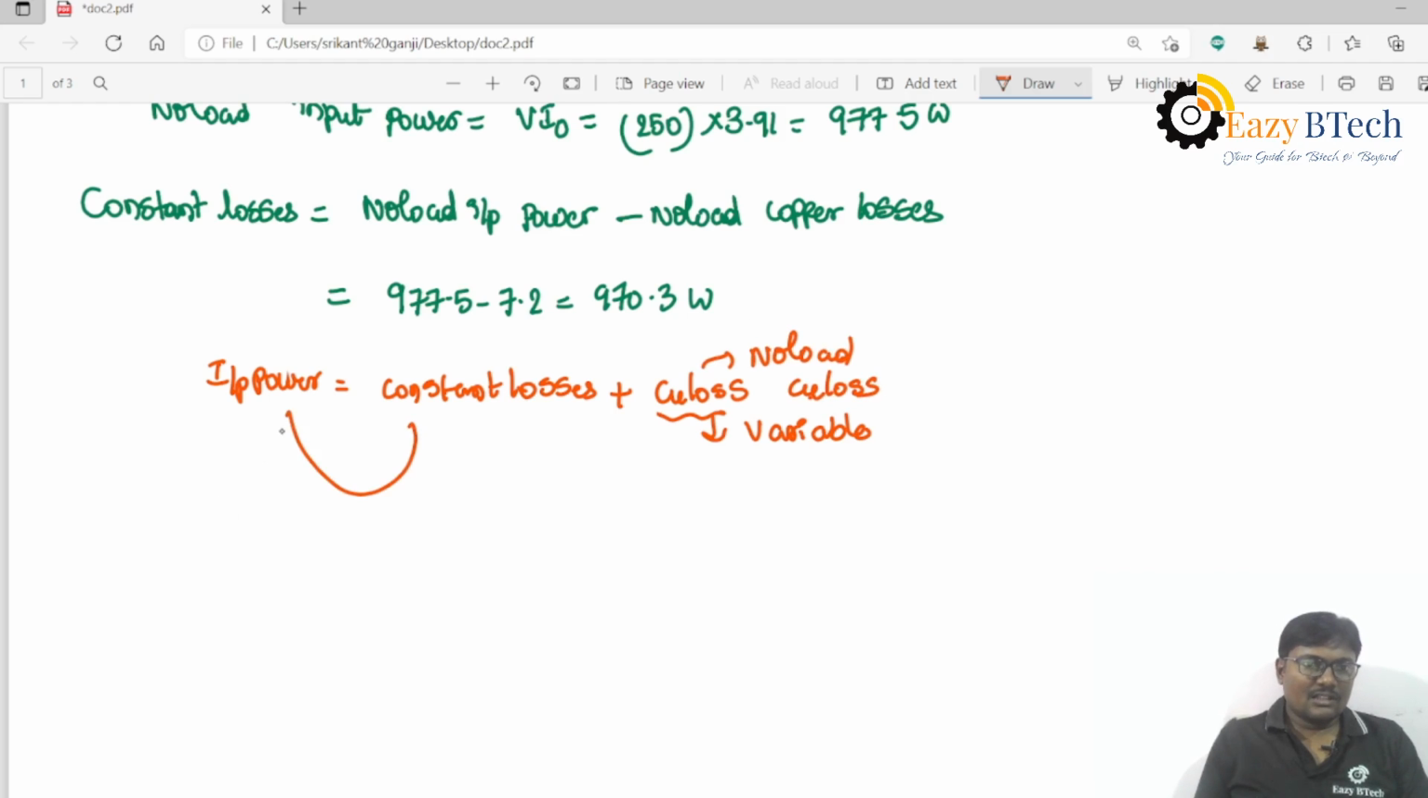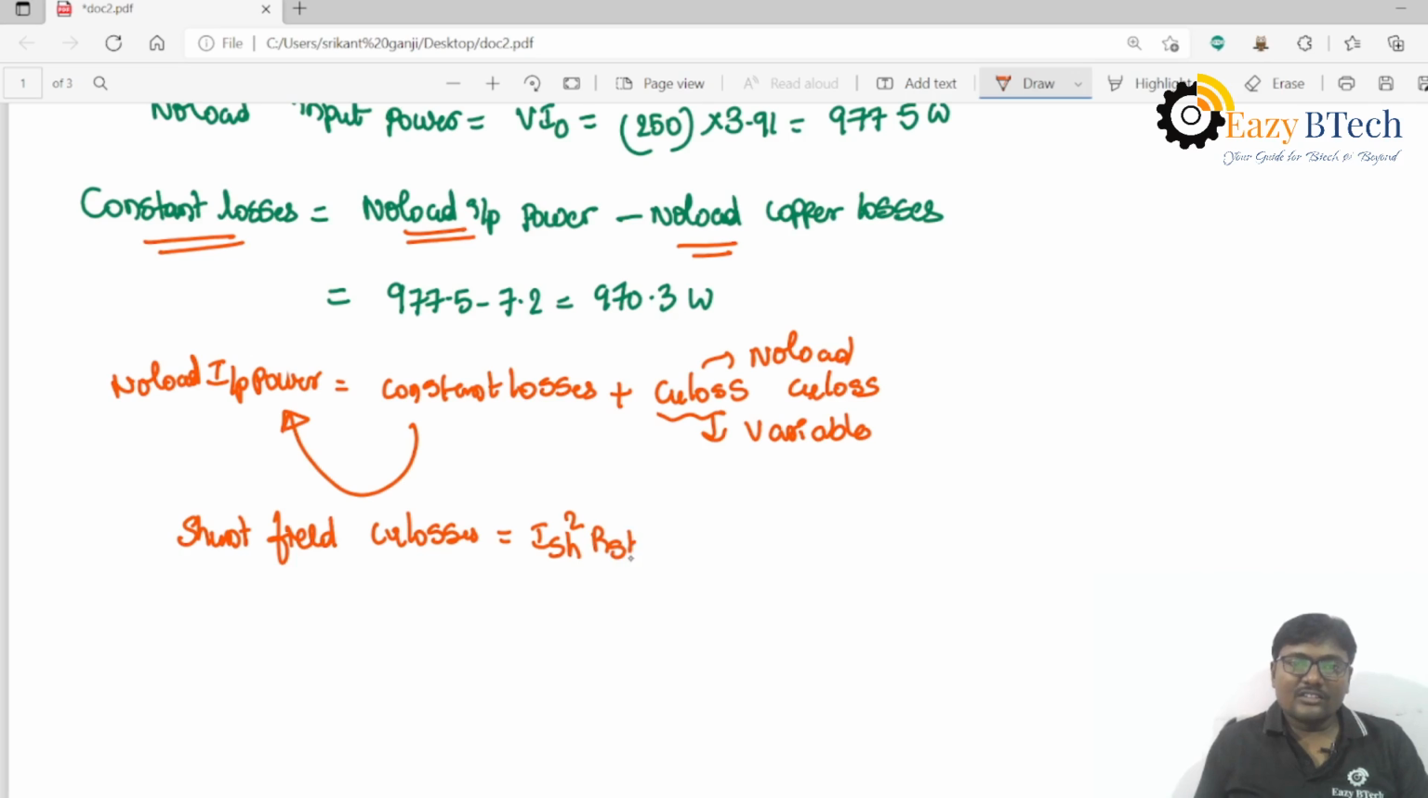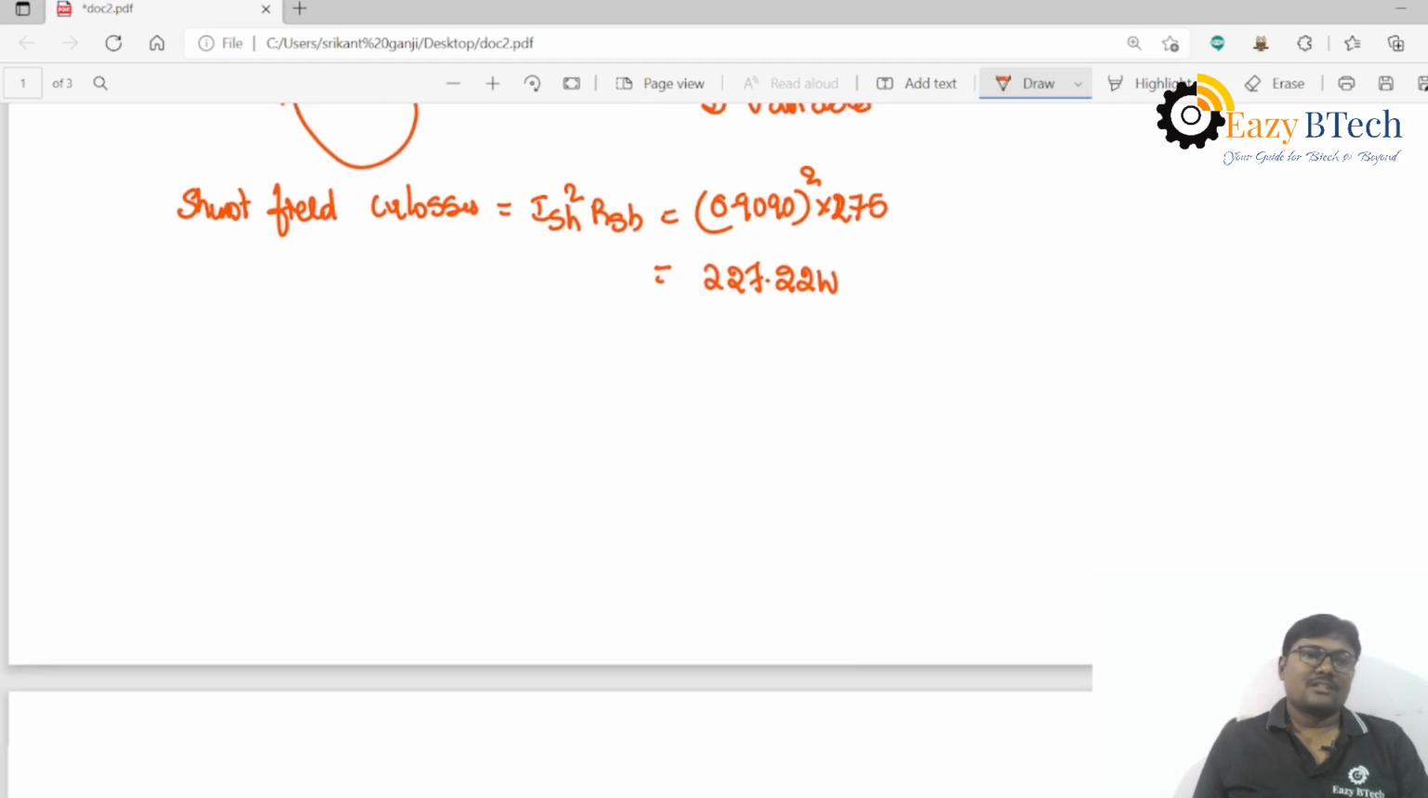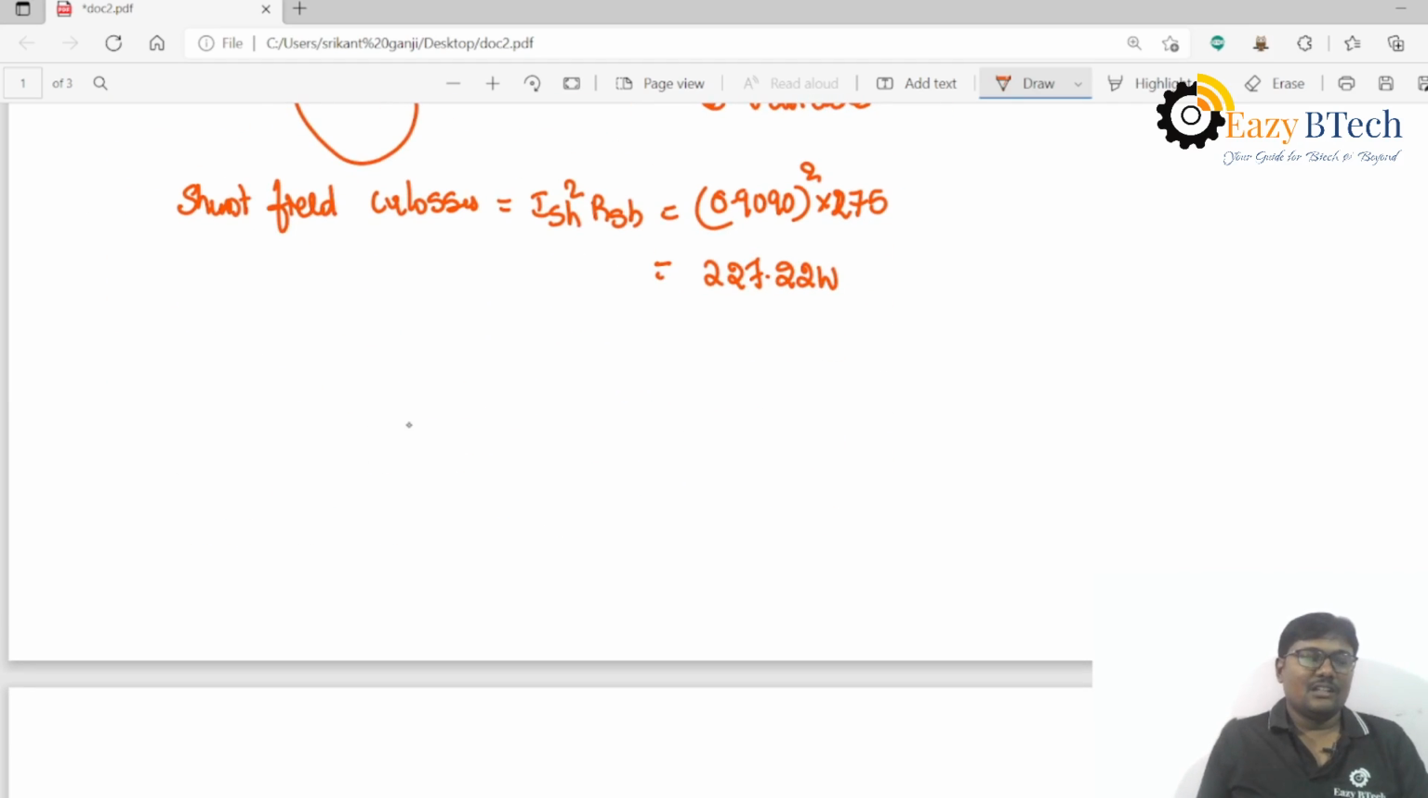This is called the no load input power, and the useful output power is 0. By using that formula, constant loss is equal to no load input power minus no load copper losses. The shunt field copper loss is equal to ISH square into RSH, 0.909 squared into 275, which is equal to 227.22 watts.